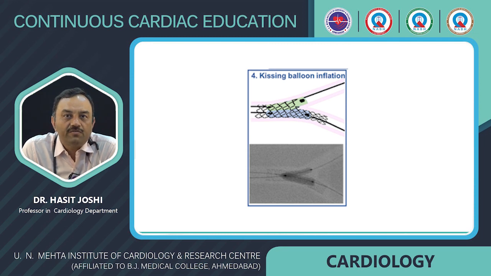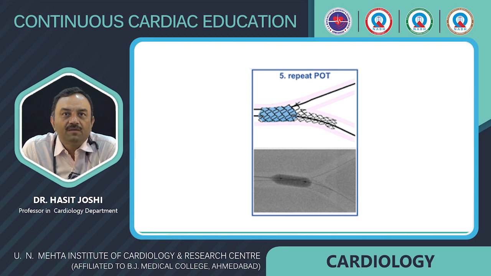The disadvantage of this is probably that it can cause a dissection in the side branch and convert a one stent strategy into a two stent strategy. So opening up these cells should be gentle, with 6 to 8 atmospheres, and a final kissing balloon should be done, followed by a repeat POT to correct the distortion caused by these two balloons. So this is the provisional strategy.